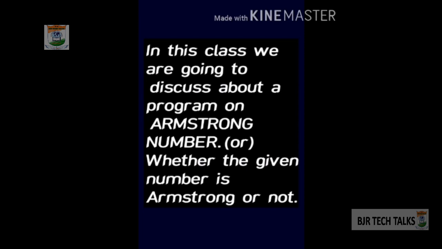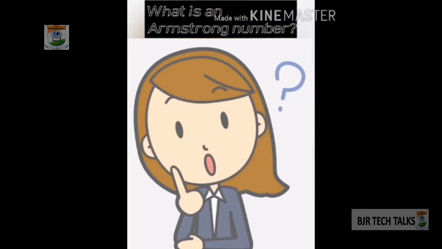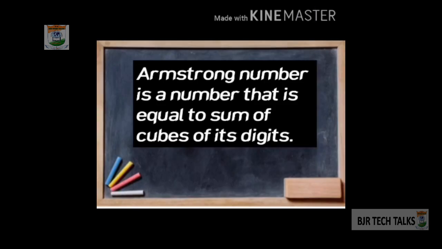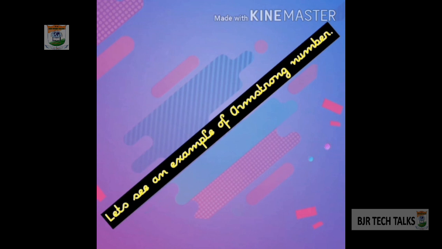In this class, we are going to discuss a program on Armstrong number, or whether the given number is Armstrong or not. What is an Armstrong number? Let me define what an Armstrong number is. An Armstrong number is a number that is equal to the sum of the cubes of its digits. Let's see an example of an Armstrong number.